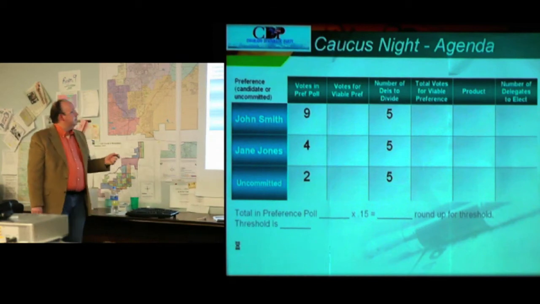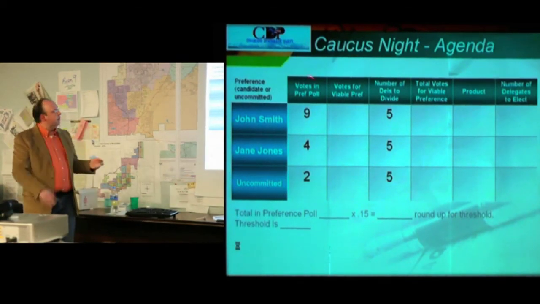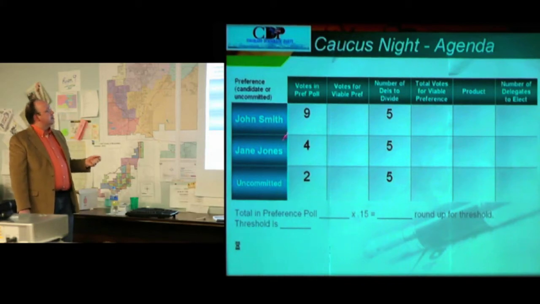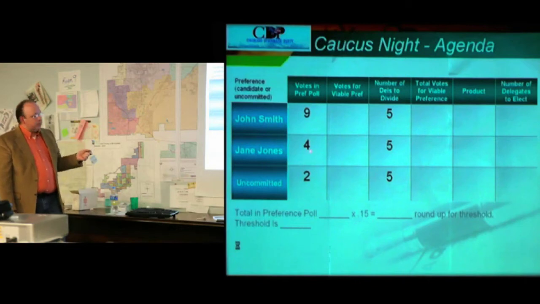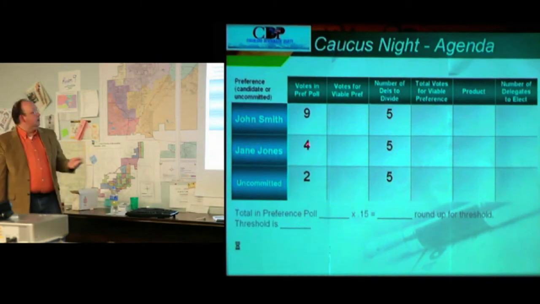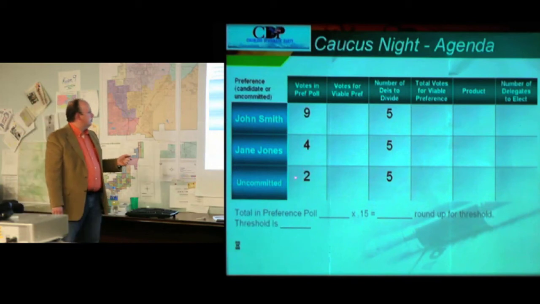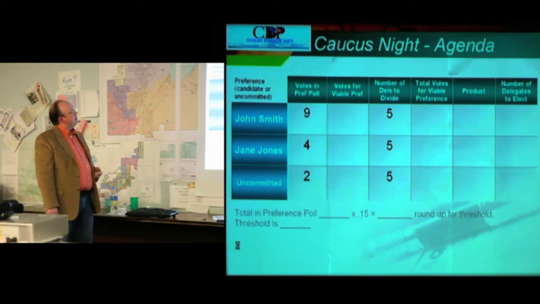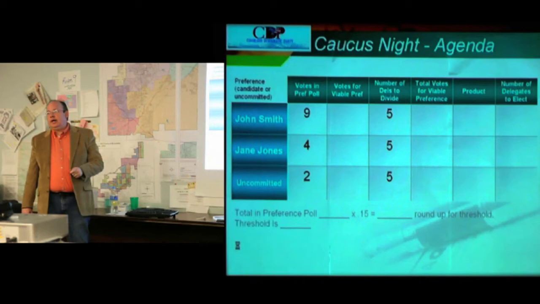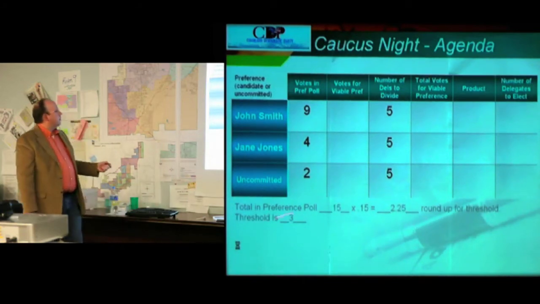So you take your vote, and this is whether you do a straw poll or not, this is the actual vote. In your vote, John Smith gets 9 votes, Jane Jones gets 4 votes, and then 2 people vote for uncommitted. Okay? So 9 plus 4 is 13, plus the 2 is 15. You have 15 people voting at your precinct caucus. The next thing you do is figure out what the threshold is.